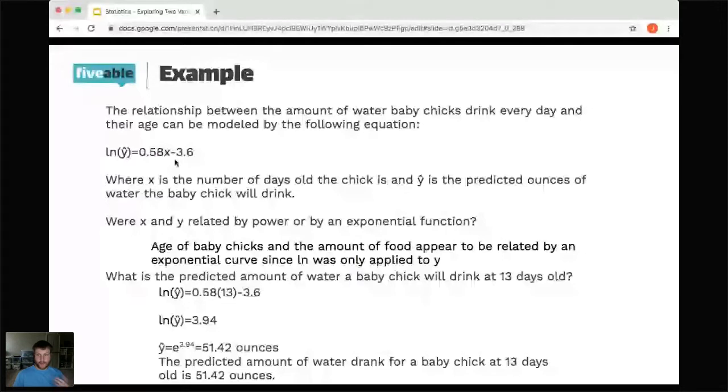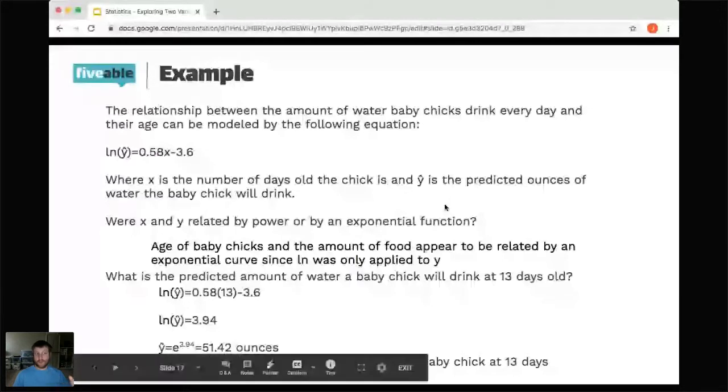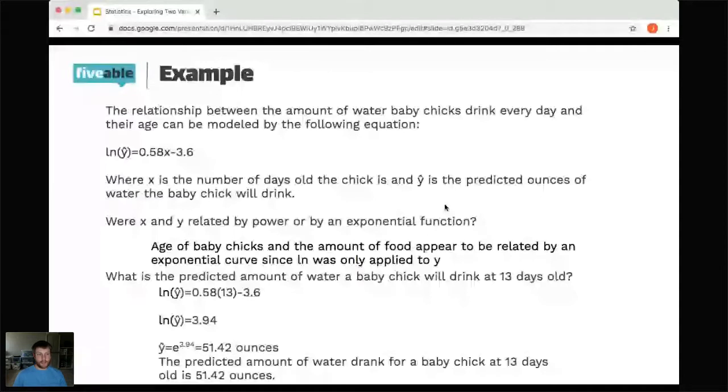I didn't want us at Fiveable to miss that little detail on how we can change data when it's exponential to make it more of a linear fit, or change it when it's quadratic or cubic and make it more of an exponential fit. All right, so let's look at another example.